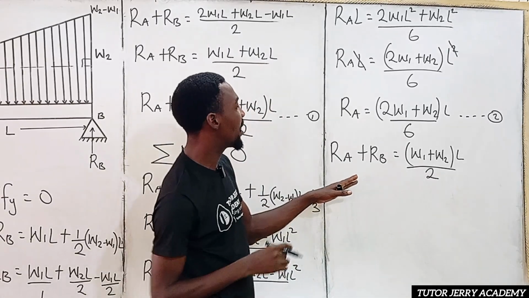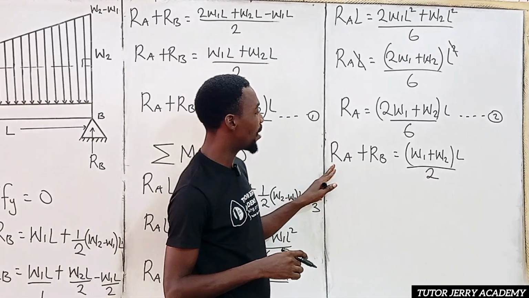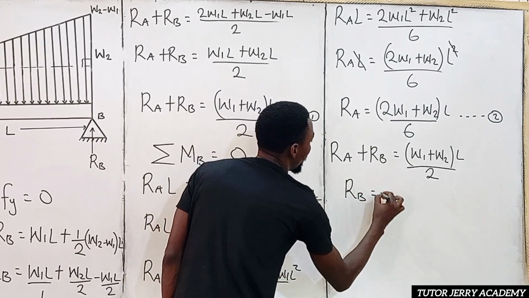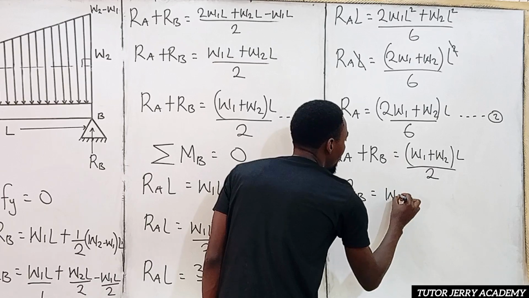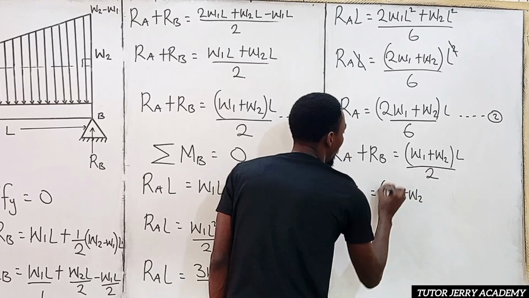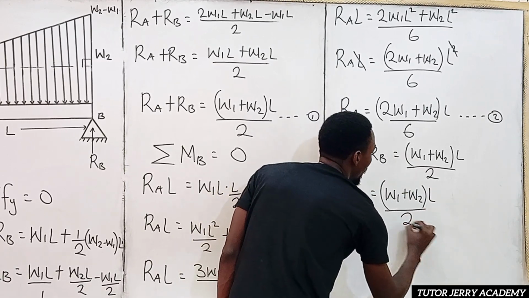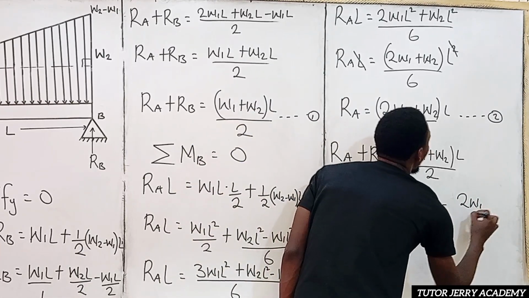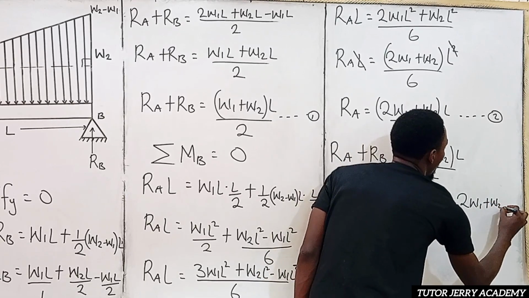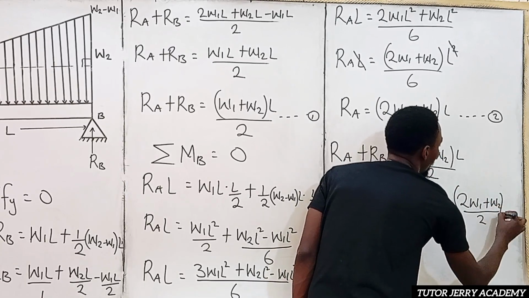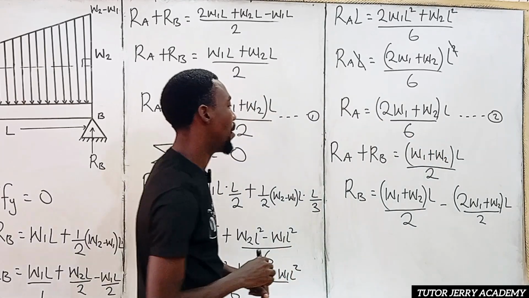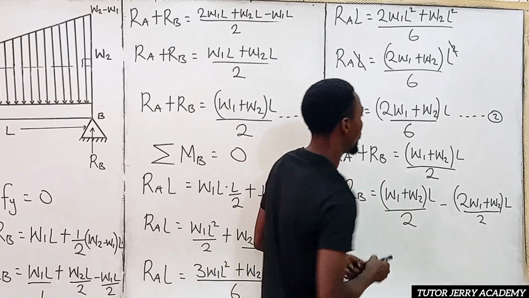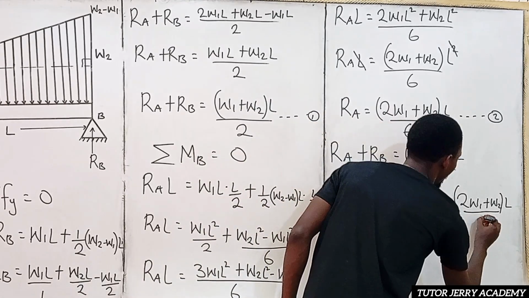So for us to make RB the subject here, we are going to take RA to the other side. So we are going to have RB to be equals to W1 plus W2 into L all over 2 minus RA. And RA is what? RA is 2W1 plus W2 all over what? All over 6 into what? Into L. Alright. Sorry, this one is 6. This one is 6. Alright.